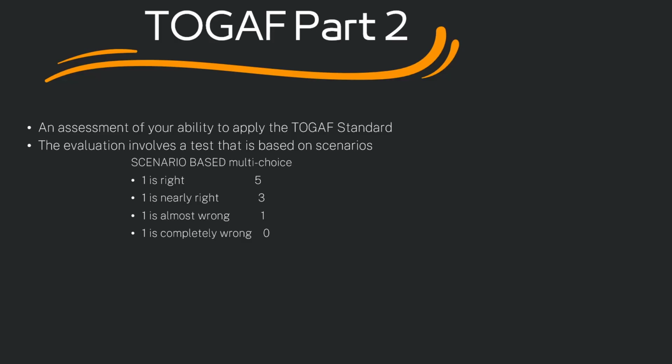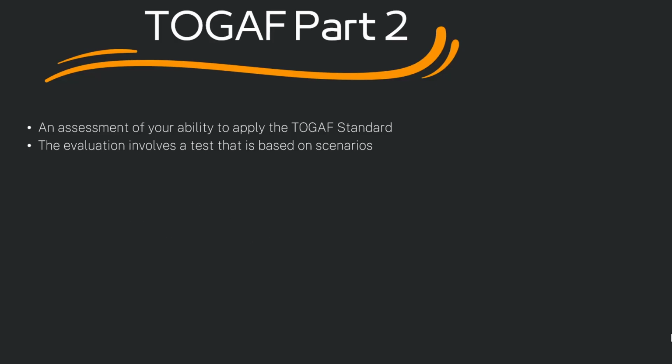For example, if there is a question with a correct answer worth 5 points and you choose an answer that is closer to the correct one, you may be given 3 points. This is what is meant by gradient scoring. It is an open book examination.